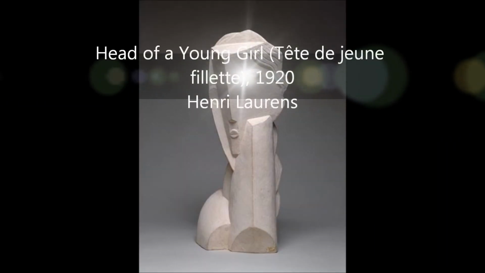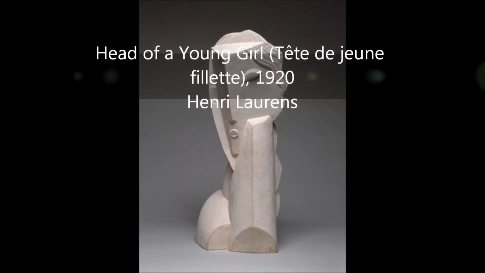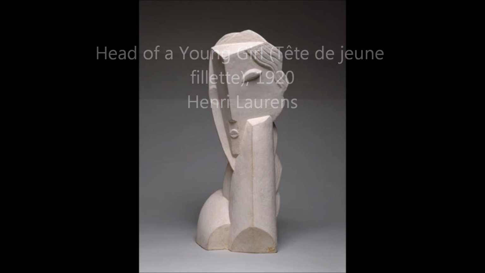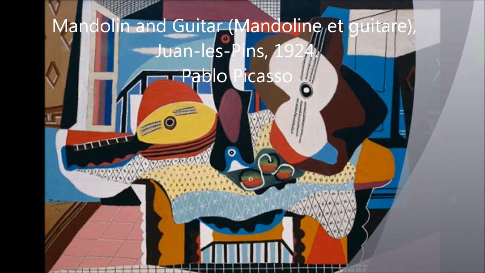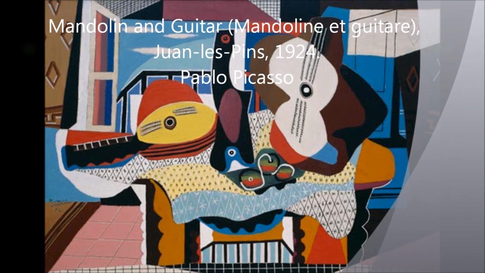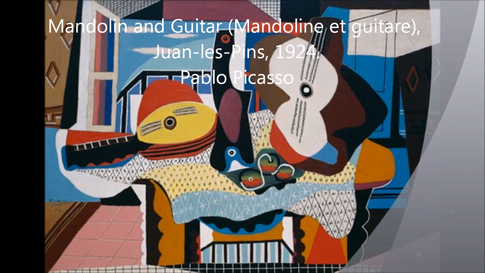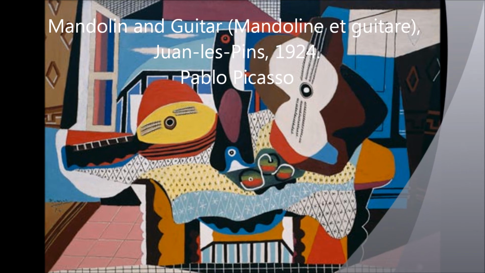Head of a Young Girl, 1920, Henri Laurens, terracotta. Henri Laurens uses Cubist painting principles in this bust, and a different visual experience as you circle the piece. Mandolin and Guitar, 1924, Pablo Picasso, oil with sand on canvas. Another wonderful piece of Pablo Picasso. He brings vivid colors and shapes that define the Cubism period and the continuation of value of the technique.